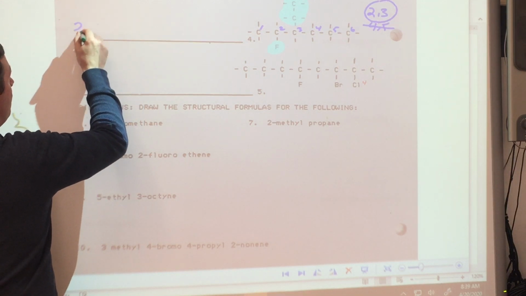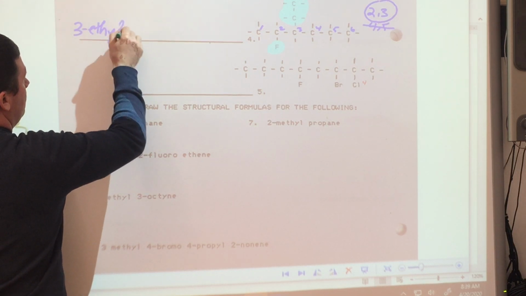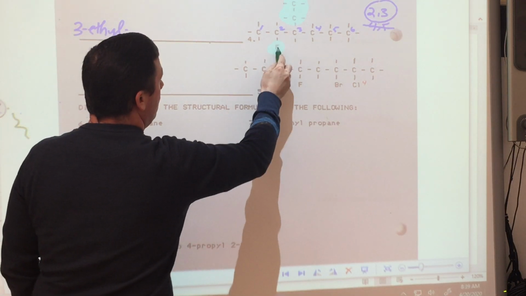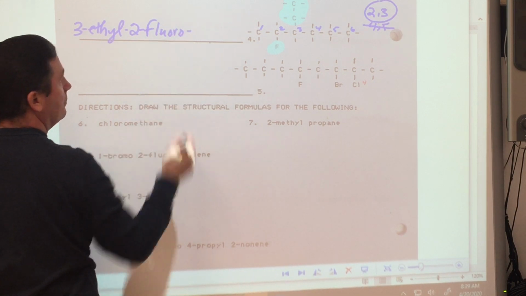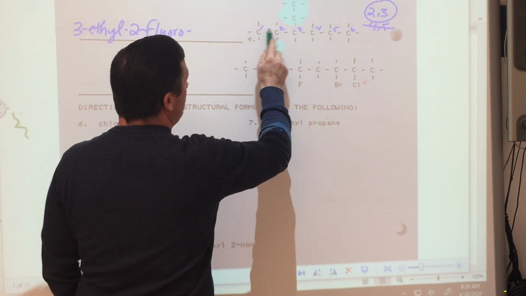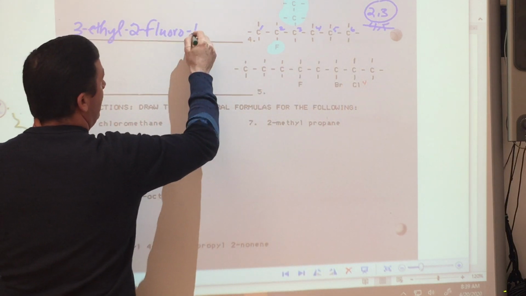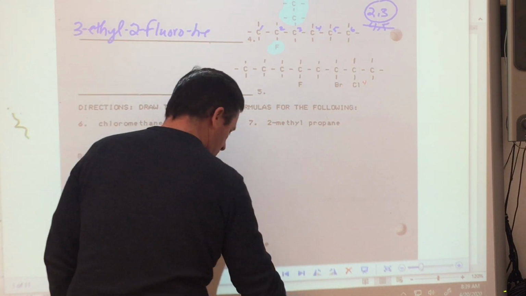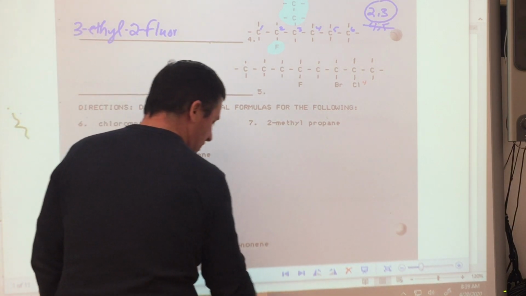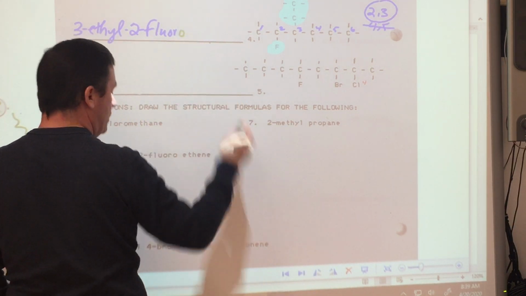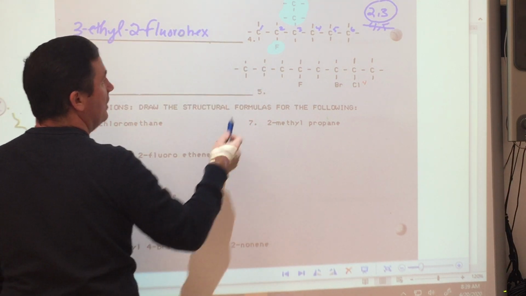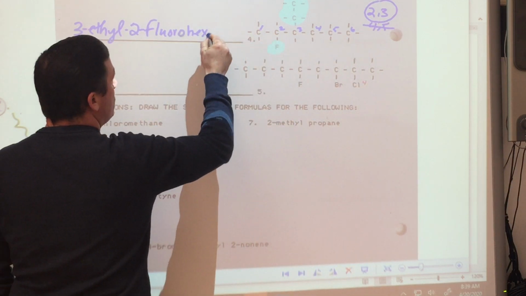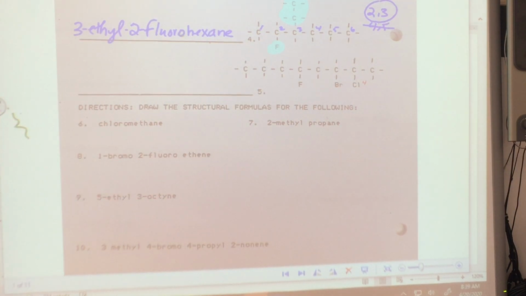So I think we're ready to name it. 3 ethyl, 2 fluoro. Now my full name, 1, 2, 3, 4, 5, 6. That's hex. Actually, I shouldn't, that actually does not get dashed. Whoops. Fluoro, hex. And are there any double bonds? No, so that's hexane. 3 ethyl, 2 fluorohexane. All right, next one.